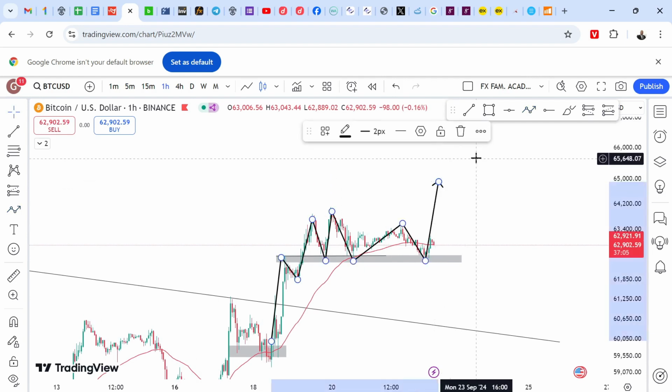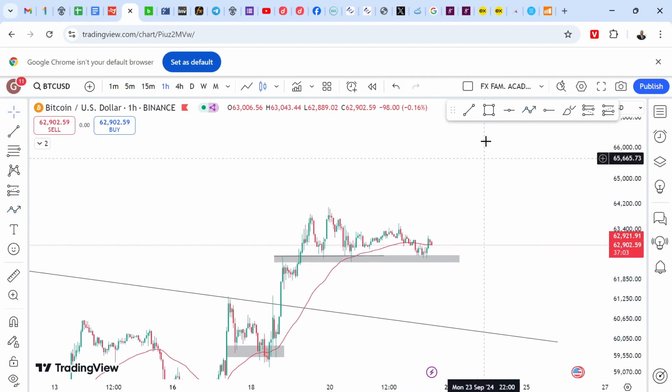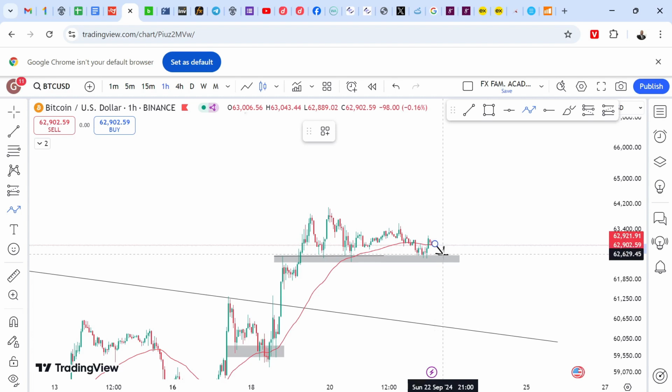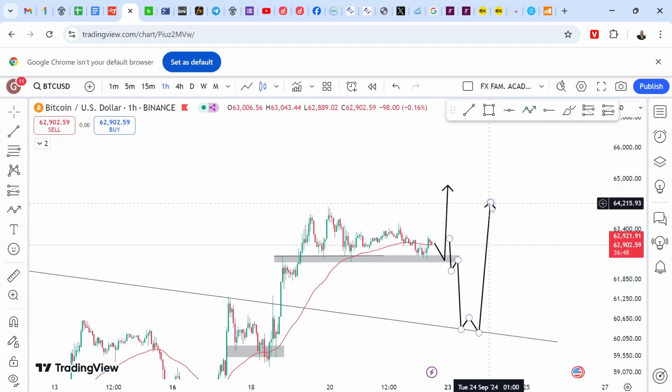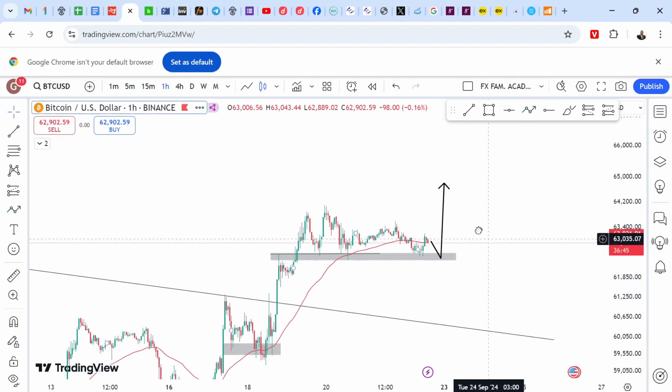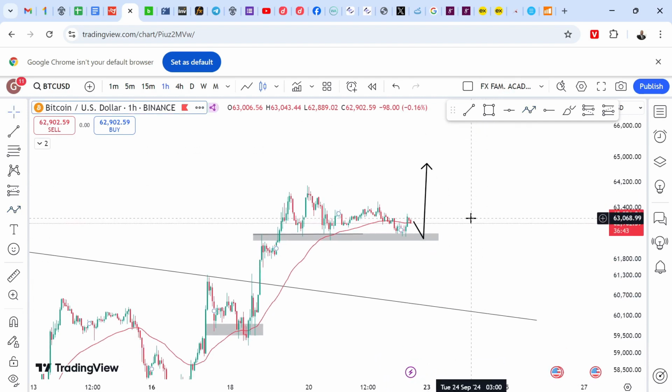So on BTC USD, I'm expecting price to either still come back to this zone before pushing up, and in case price breaks this zone below, what are we expecting? A quick sell to touch this trend line, then probably go back up again. All right, so as a retail trader, we don't control the market, we just follow the market. We are reacting towards the market, we don't control the market.